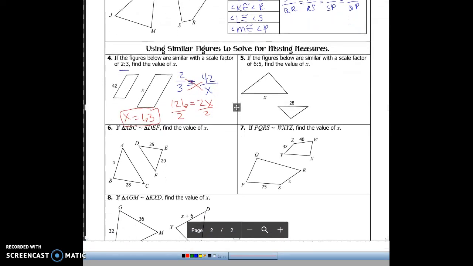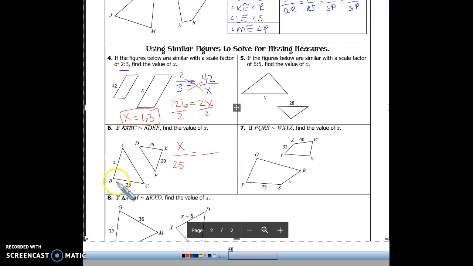On number 6, we have triangle ABC is similar to triangle DEF. Find the value of X. So we're going to set up another proportion because sides are proportional. So I'm going to say AB is X over what side corresponds to AB. Again, if it's hard to see in the picture, look up here. AB goes with DE, so it's going to be over 25.